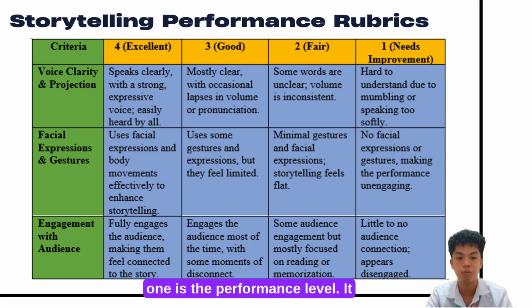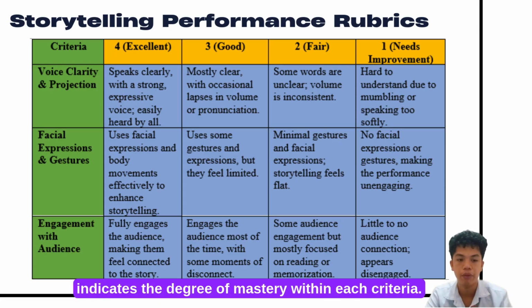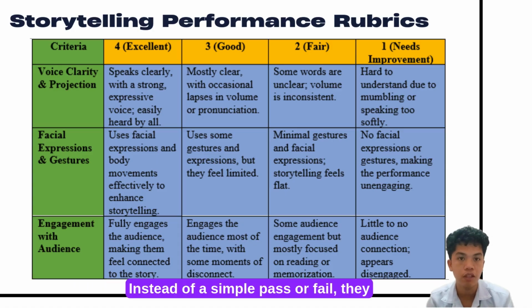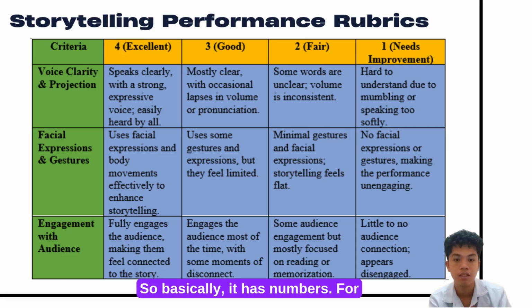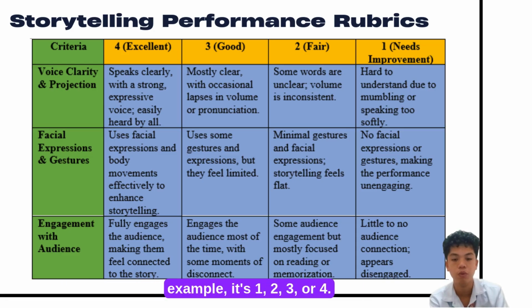So next one is the performance level. It indicates the degree of mastery within each criterion. Instead of a simple pass-fail, they provide a scale to show where a student stands. So basically, it has numbers. For example, it's 1, 2, 3, or 4.